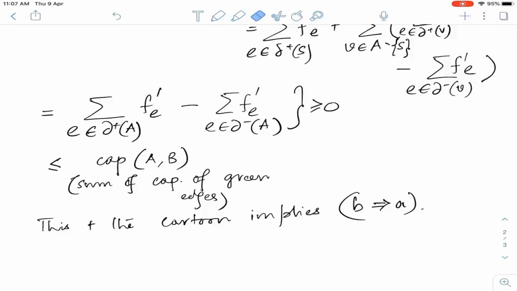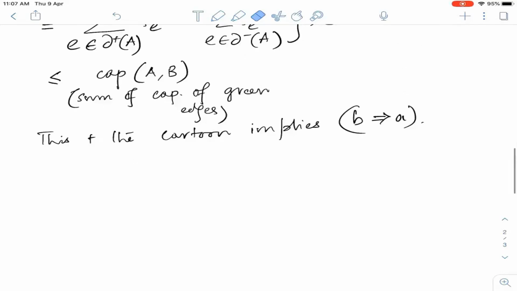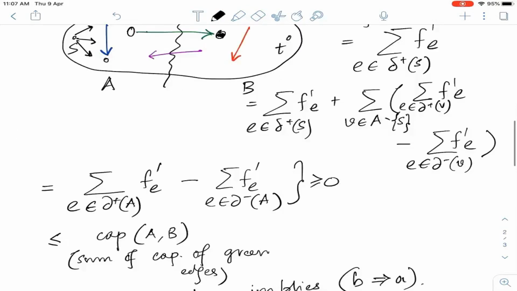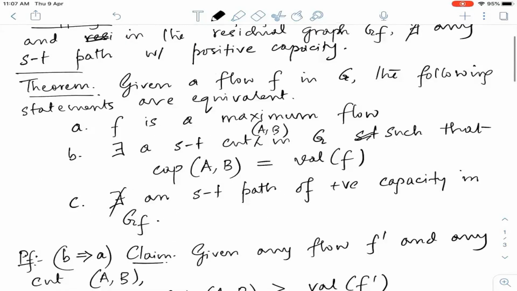Any other clarifying question? Okay, good. So now we want to prove that A implies C. Let's recall what A is and what C is. A says that F is a maximum flow, and C says that there does not exist an ST path of positive capacity in GF. And I want to say that A implies C.